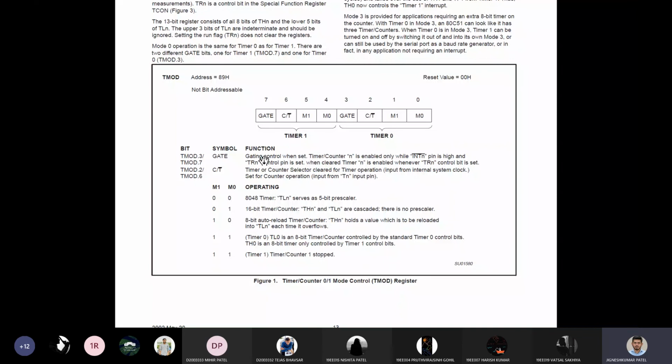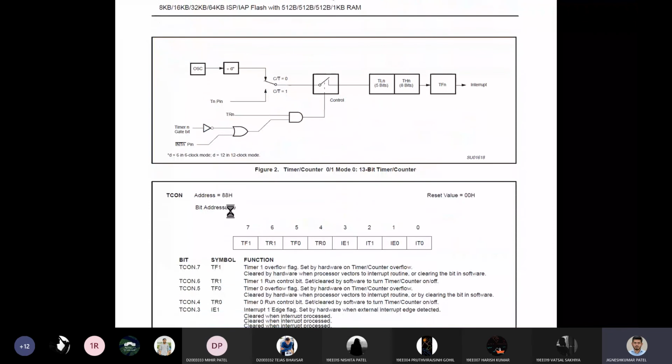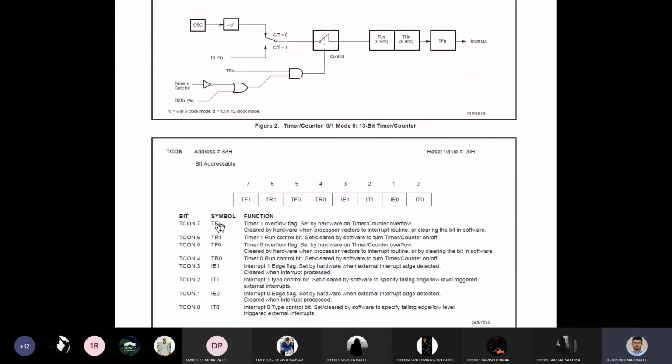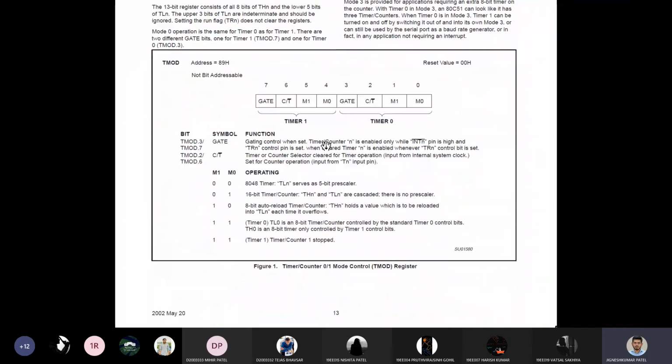There are basically two SFRs. One is this TMOD, the timer mode, and the other one is TCON. These two SFRs combined will control the timer. Some bits are in TCON and some bits are in TMOD. Now let's check what the bits of TMOD and TCON are and why this is known as an SFR. This is the actual SFR. If you write some bits as 1 or some bits as 0, the timer or counter function will change accordingly.